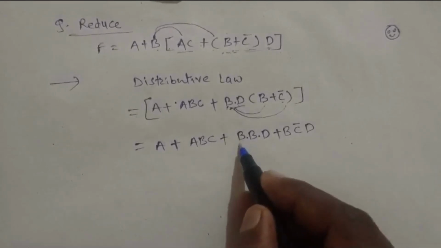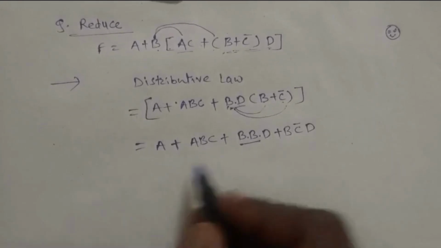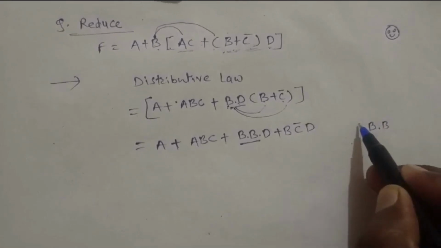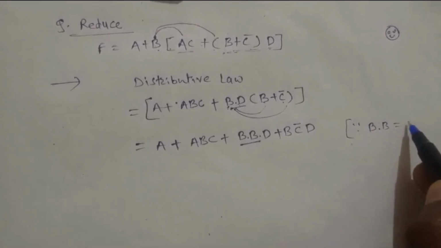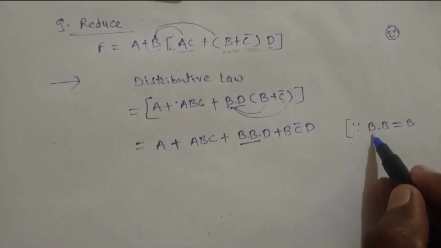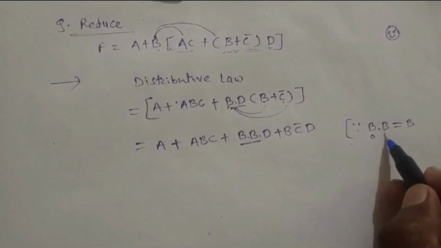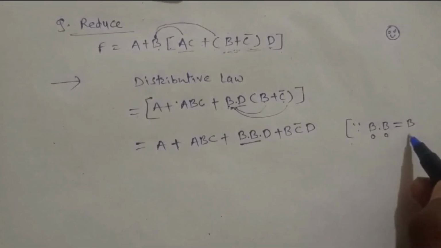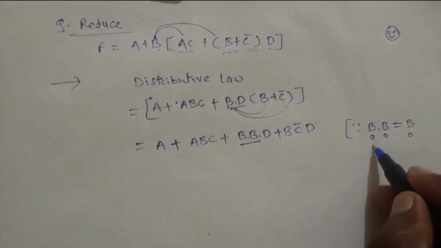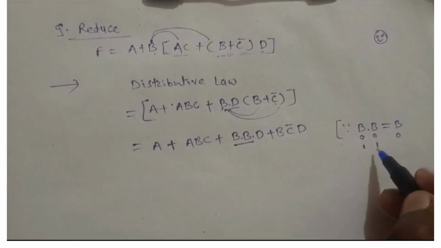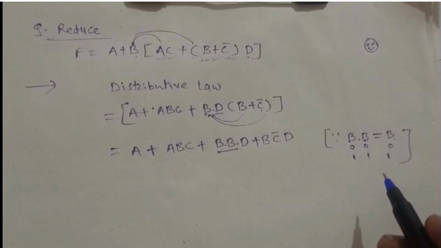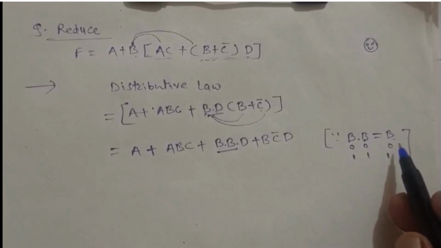Now here we can see B into B. As you can recall, B into B is always B. How? Let us consider this B is 0, automatically this B is also 0, and 0 into 0 is 0, which is nothing but the previous one. We can consider it is 1, it will also become 1 into 1 equal to 1. So here B into B will be your B.